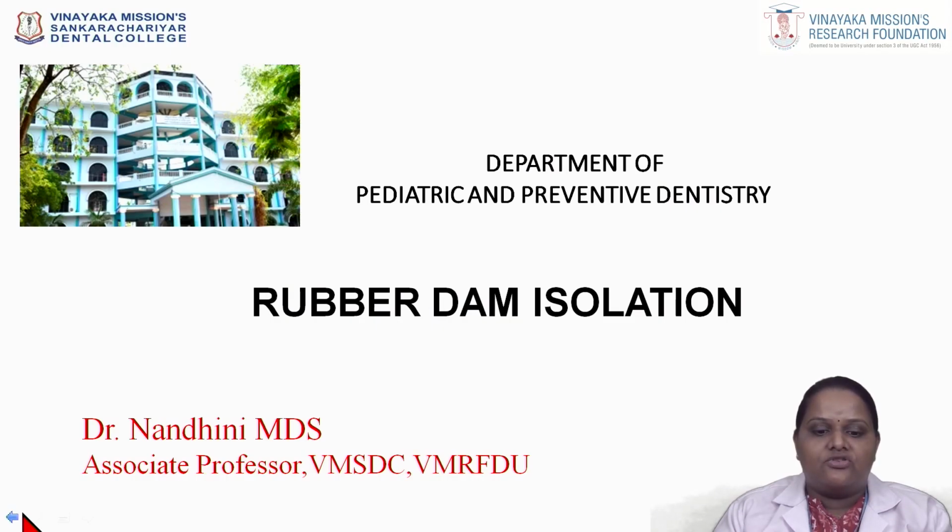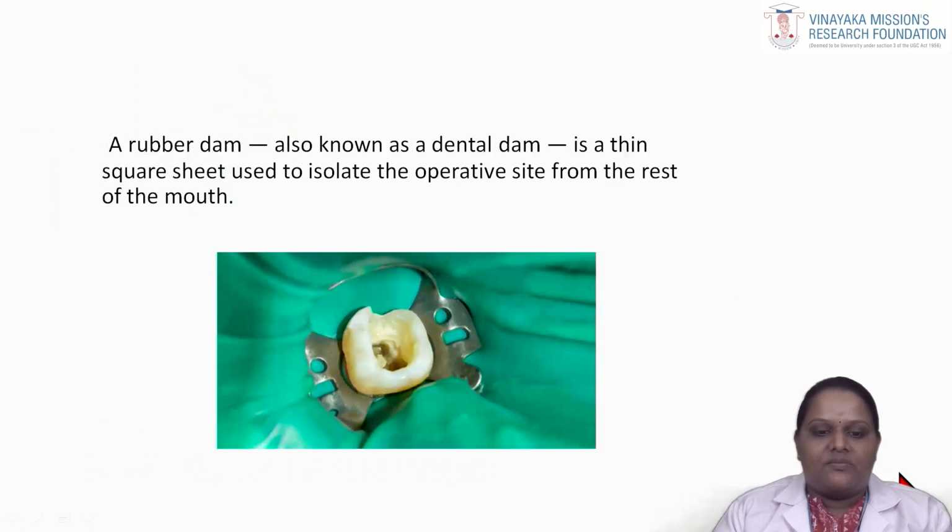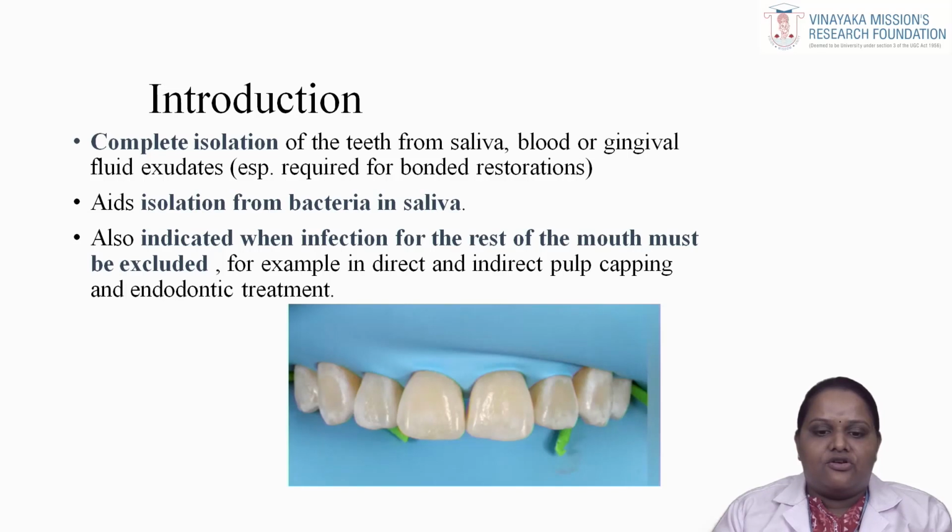Today I am going to talk about the topic rubber dam isolation. Rubber dam, also known as a dental dam, is a thin square sheet used to isolate the operative site from the rest of the mouth. Complete isolation of teeth from saliva, blood or gingival fluid exudates. Especially it is required when we are planning to go for any bonded restorations such as glass ionomers or composites. It helps in better bonding of the restorative material to the tooth surface. Thus it enhances the efficiency of the restorative material.